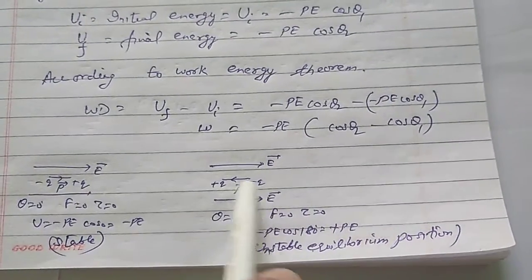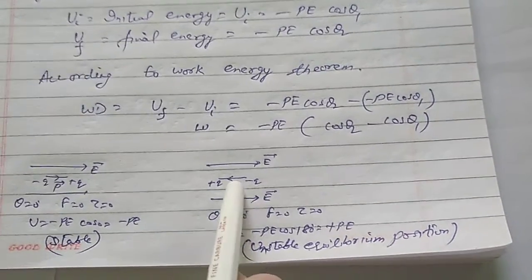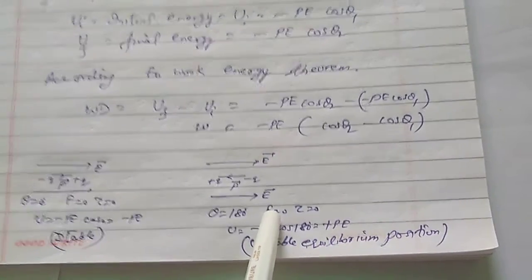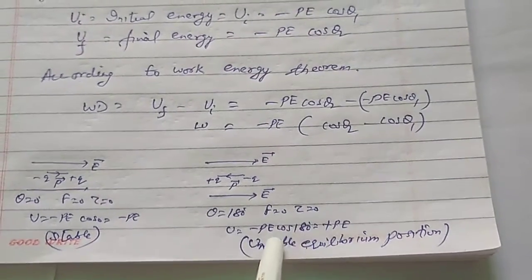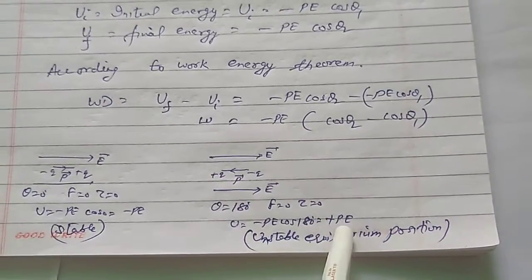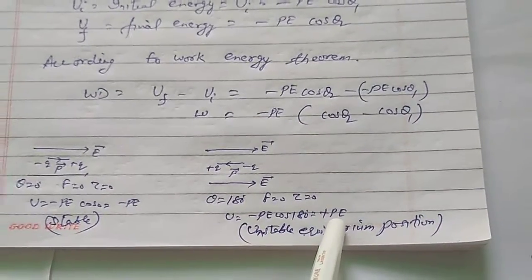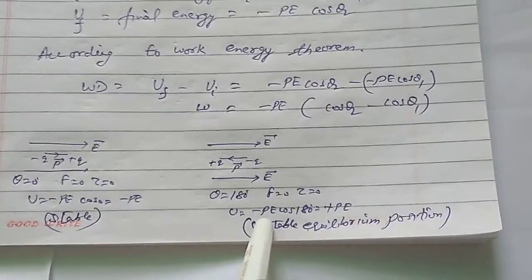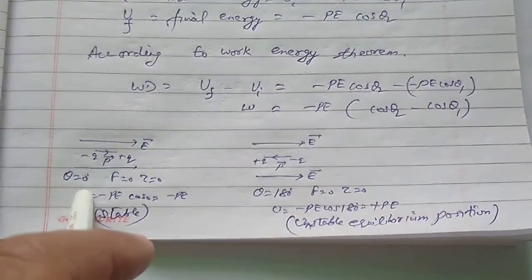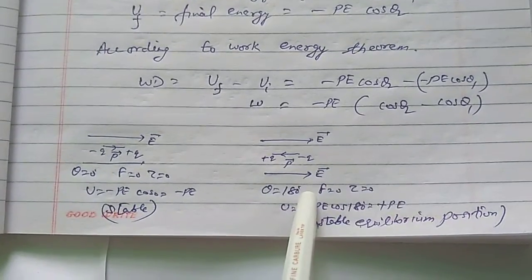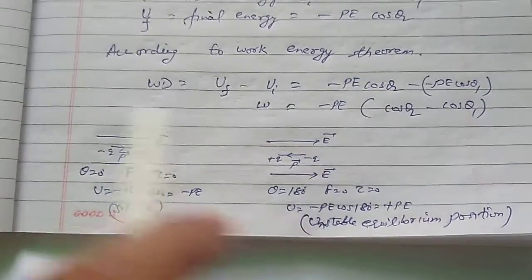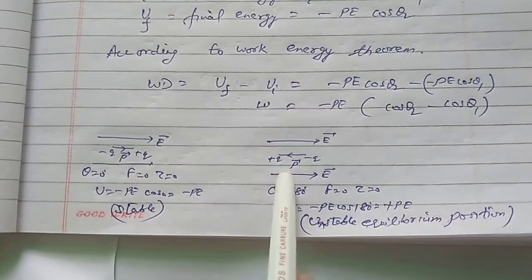When you place the dipole in this direction, it means P and E are opposite to each other. Theta is 180 degrees. So you already know force is 0, torque is 0. And cos 180 degrees is minus 1, so it comes out as plus P. And this plus P is the maximum potential energy. So this particular position corresponds to the unstable equilibrium position. So theta 0 degrees corresponds to the stable position and theta 180 degrees corresponds to the unstable equilibrium position. This is a very important concept which you should keep in your mind.